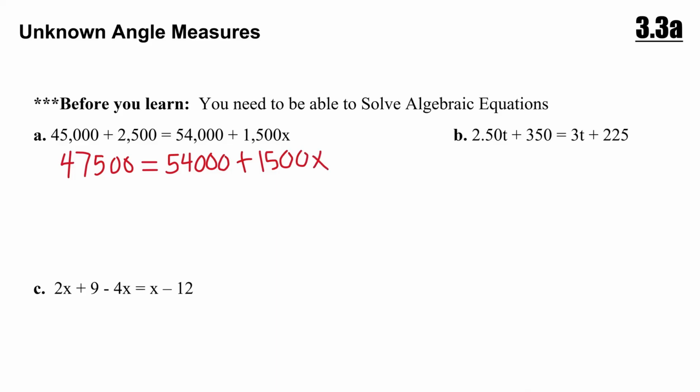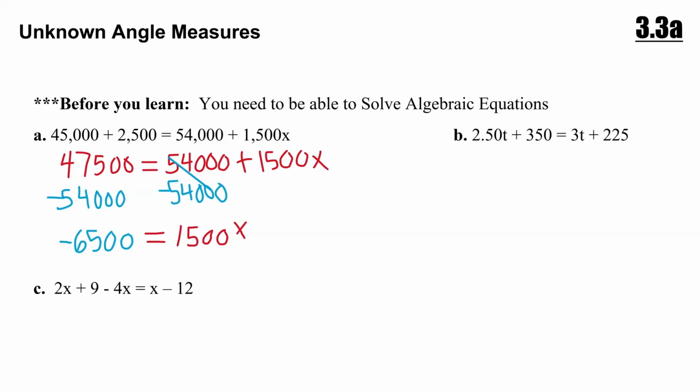Next, subtract 54,000 from both sides to isolate the variable. This will become negative 6,500 equals 1,500x. And finish the problem by dividing both sides by 1,500, making x equal to negative 4 1/3.